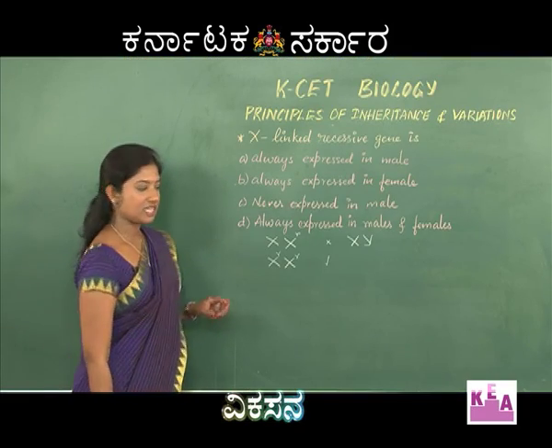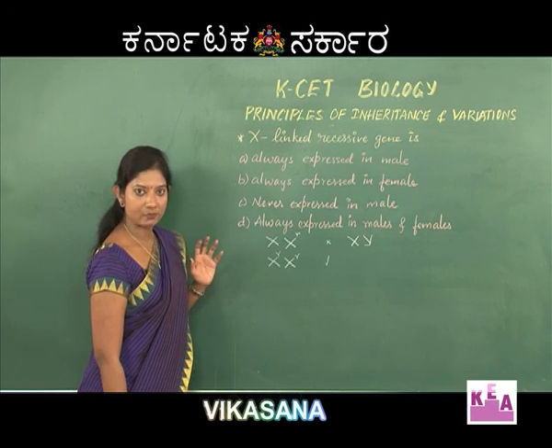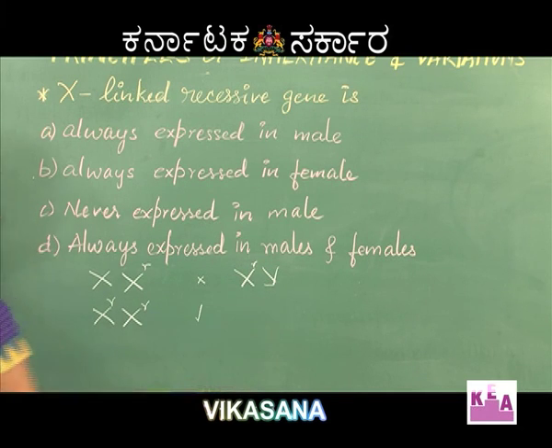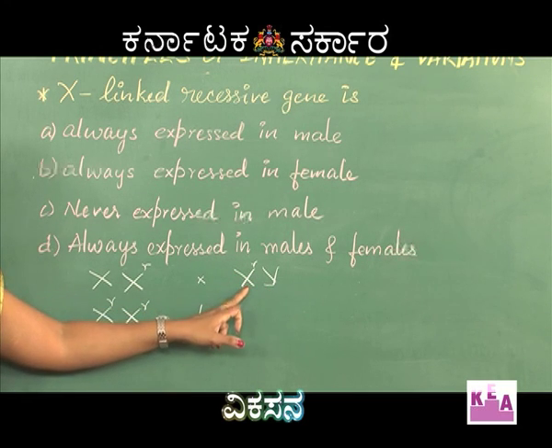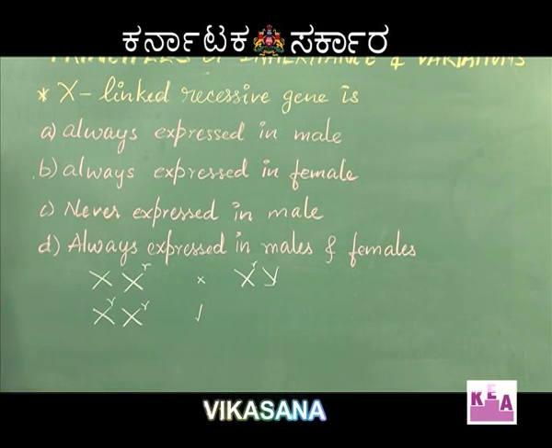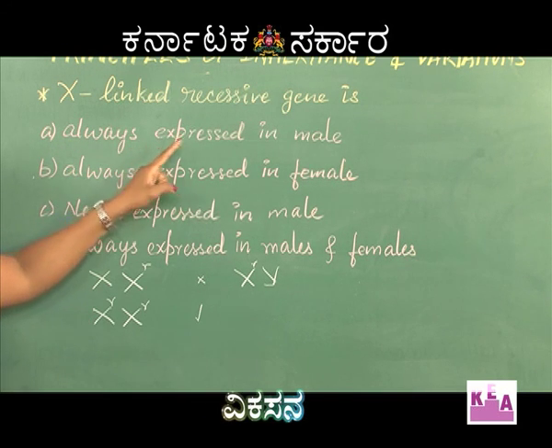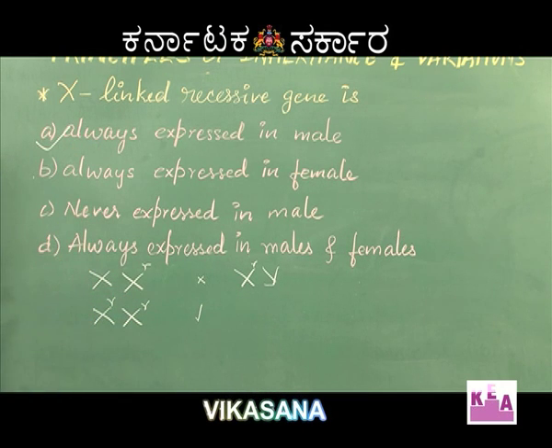In male, it is a heterogametic condition, one X and one Y. So if a male has a recessive gene on the X chromosome, then since it does not have another X chromosome, this recessive gene will express itself. There is no dominant gene to suppress it. So seeing these, you can come to the conclusion that always expressed in male is the right answer.